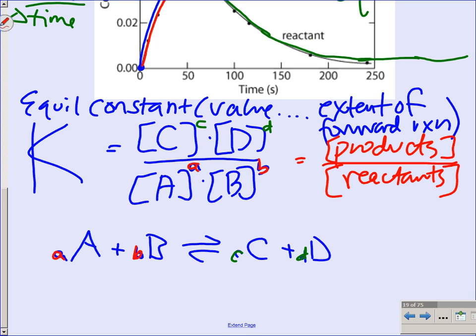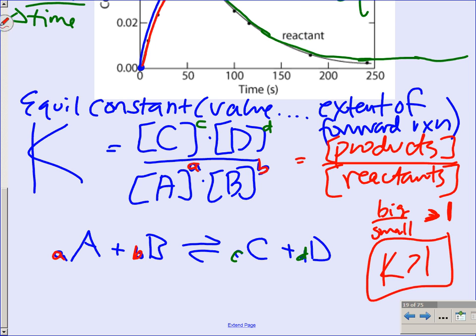So this number on top is bigger, this number on the bottom is smaller, so big over small, K value is what? Greater than 1. So K is greater than 1. That is a fact. You should have written that down probably from last night as well. You see that's on the first flap, right?